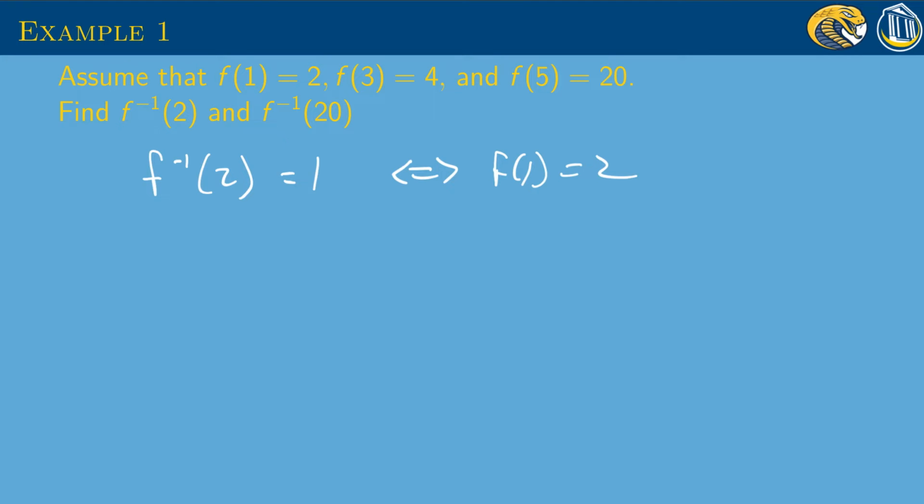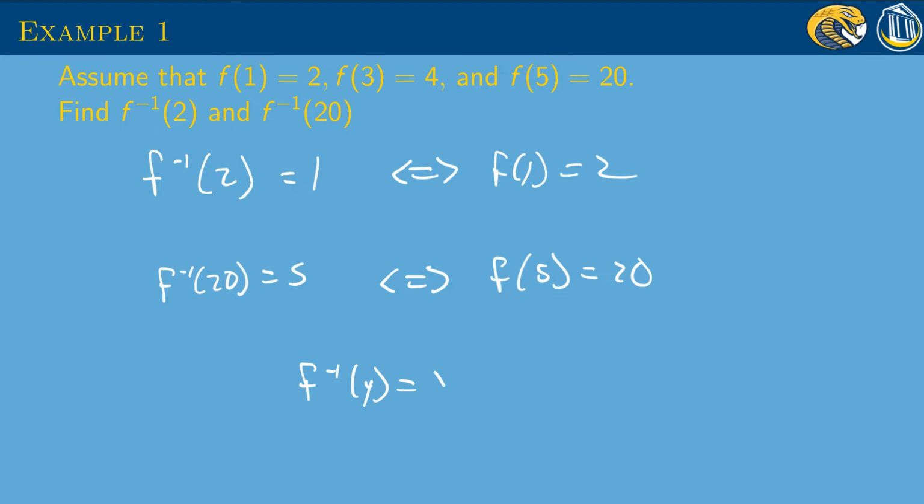Similarly, what's f inverse of 20? Well, we're looking for the input to the function f that gives the output 20. f inverse of 20 equals 5 because f of 5 equals 20. And in general, f inverse of y equals x whenever f of x equals y. Notice we're switching the inputs and the outputs. That's why it's called an inverse.